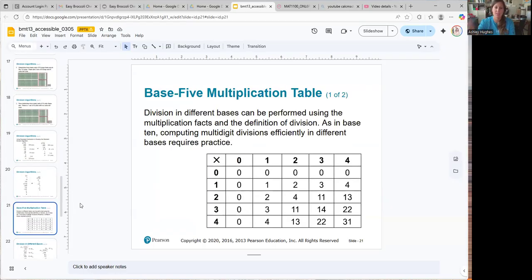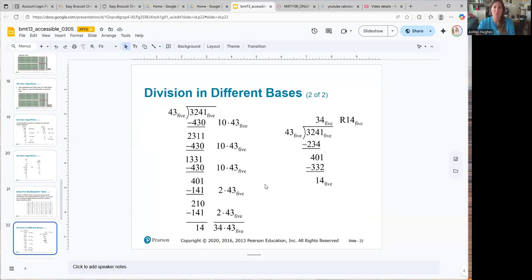Base 5 again, this is the multiplication table. We talked about this before. So division is similar. So 43 base 5 and 3,241 base 5. So we said we're going to take 10 times 43, that gives us 430. And when you subtract, you get 2,311. 10 times 43 gives us 430 again. Subtract, you get 1,331. 10 times 43 again gives you 430, you get 401.